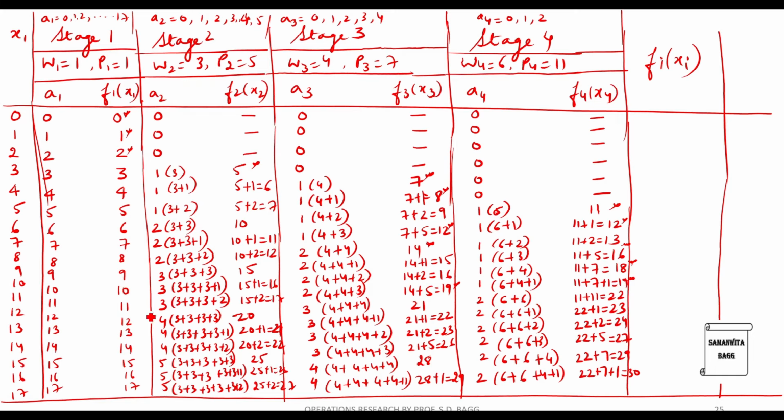Then you have 12, 17, 21, 22. So this is highest. Then you have 13, 20, 22, 23. 23 is highest. So if you check each of them correspondingly, you can find out the highest value.